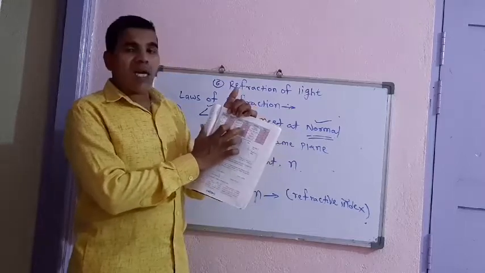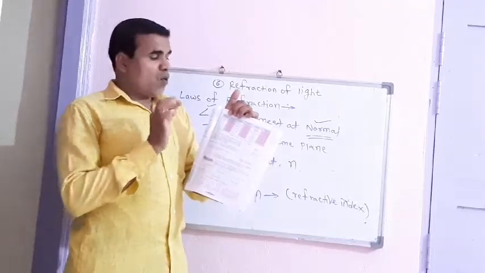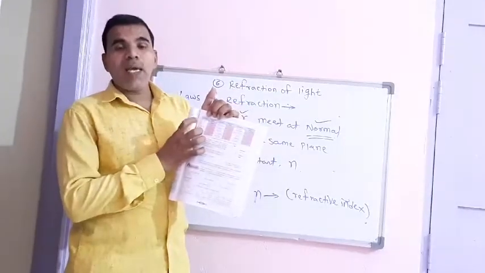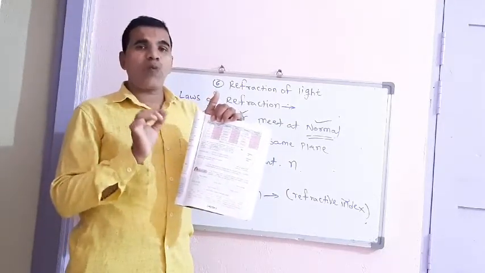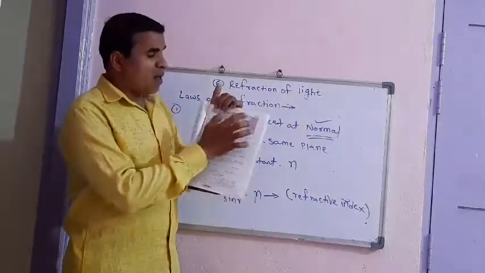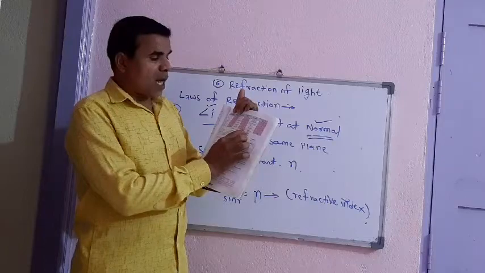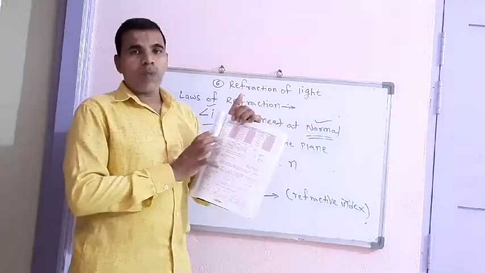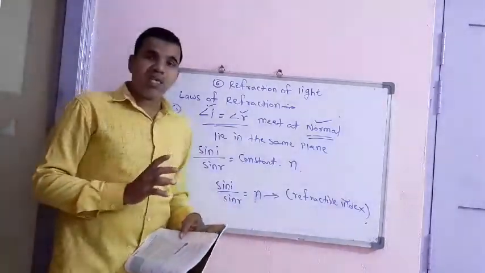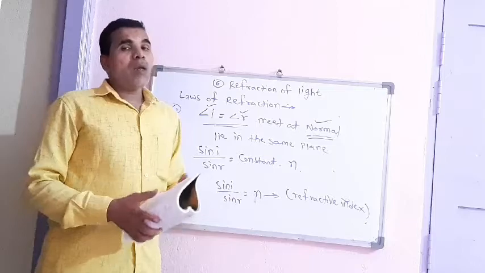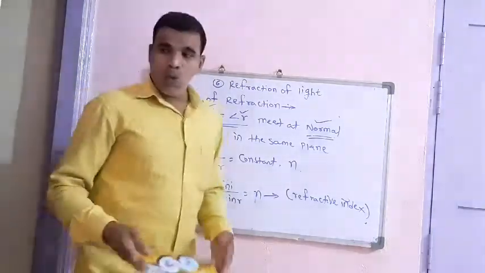The refractive index also increases. The lowest refractive index belongs to air, that is 1.0003, and the highest refractive index is that of diamond, 2.42. So in this period, we discuss the refraction of light, laws of refraction and refractive index.